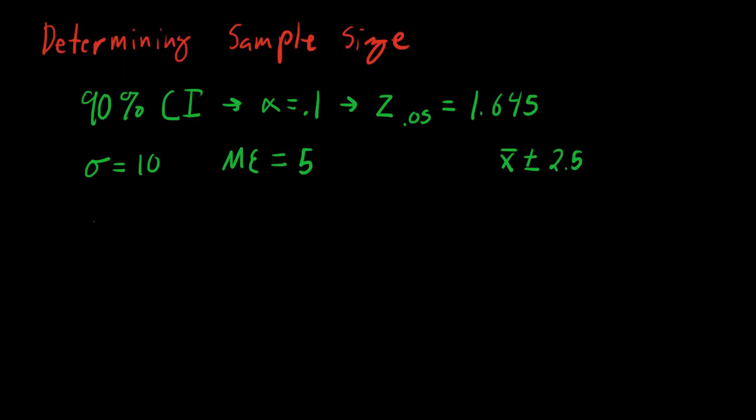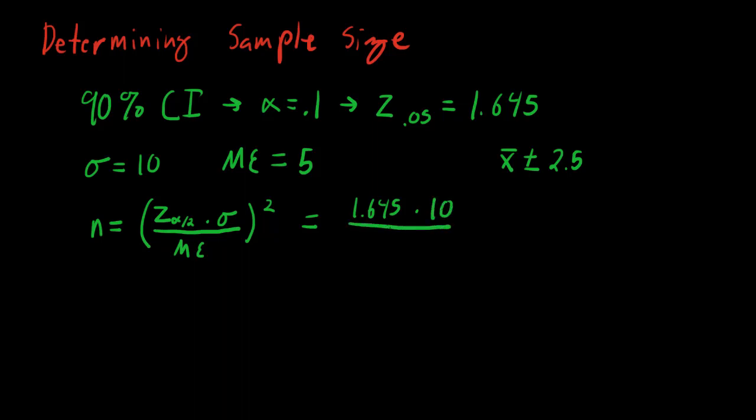So to calculate that, we have our formula. We have n is equal to our z of alpha over 2 times our sigma, and then that is divided by our margin of error, and that whole value is squared. So we have z of alpha over 2 is 1.645, so we have 1.645 multiplied by sigma, which is 10. We have our margin of error, which is 5, so we have 5 on the bottom. And then we have that quantity squared.